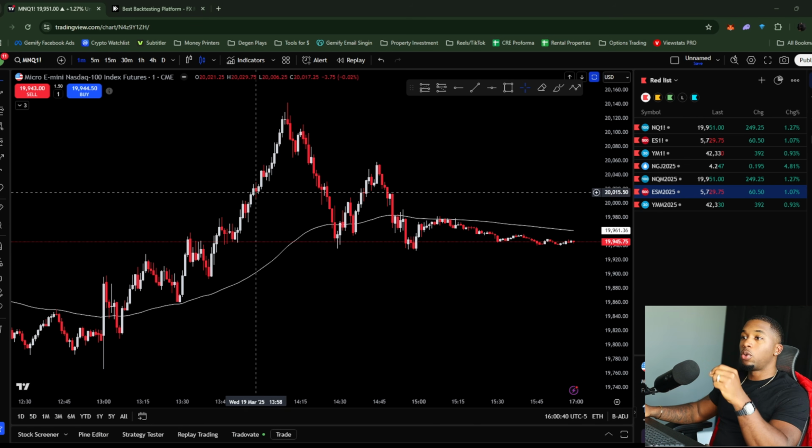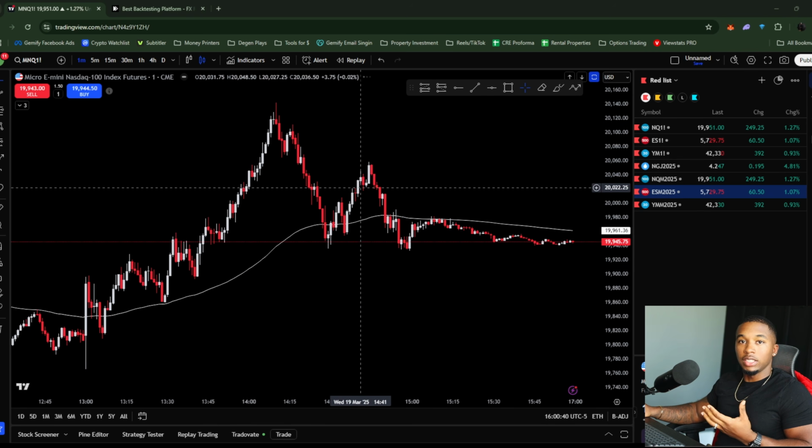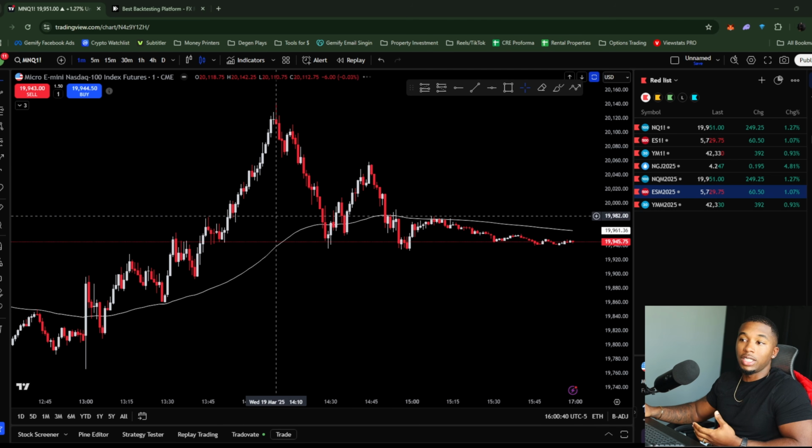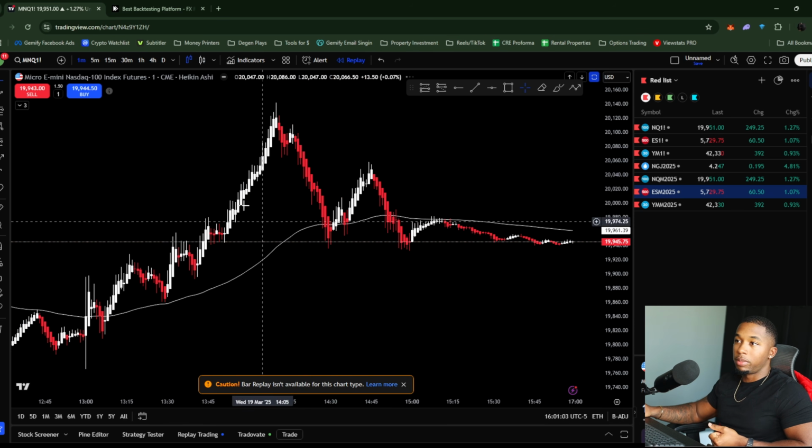Now, a lot of you guys know that I really don't trade with regular candlesticks. I usually like to trade with Heikin-Ashi candlesticks. And if you guys are like me or have been using Heikin-Ashi candlesticks and your strategy forces you to use Heikin-Ashi candlesticks, TradingView actually blocks you from being able to replay if you're on Heikin-Ashi. It says bar replay isn't available for this chart type, but there's a hack.